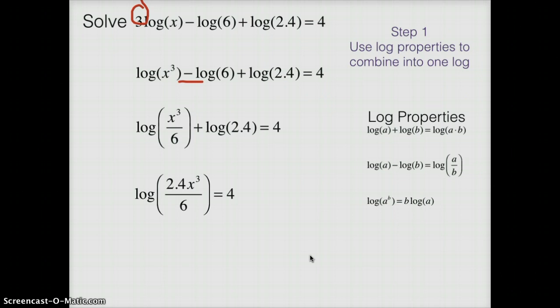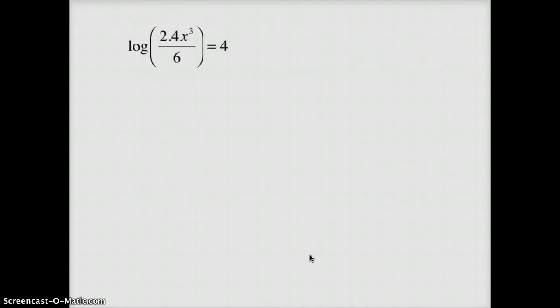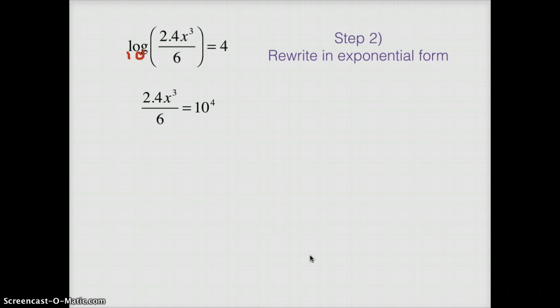So now that we have log of 2.4 x to the third over 6 equals 4, we can rewrite this into exponential form. Remember, whenever you have a log that doesn't have a base, you assume that the log's base is 10. So to write this in exponential form, we have 10 raised to the 4th equals 2.4x to the 3rd over 6.